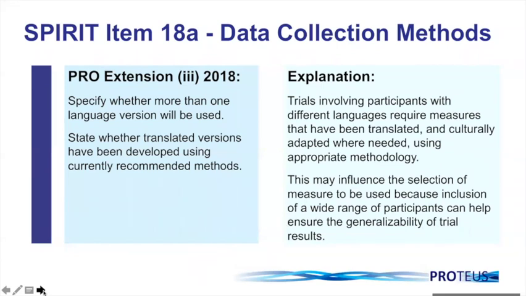The third SPIRIT 18A extension is to specify whether more than one language version will be used and state whether translated versions have been developed using currently recommended methods. As I mentioned earlier, in regards to the eligibility criteria, trials involving participants with different languages require measures that have been translated and culturally adapted where needed using appropriate methodology. Over my years working in PRO research, a number of colleagues have over time said to me, "Oh, I speak a particular language and I'm very happy to just quickly translate this questionnaire for you."